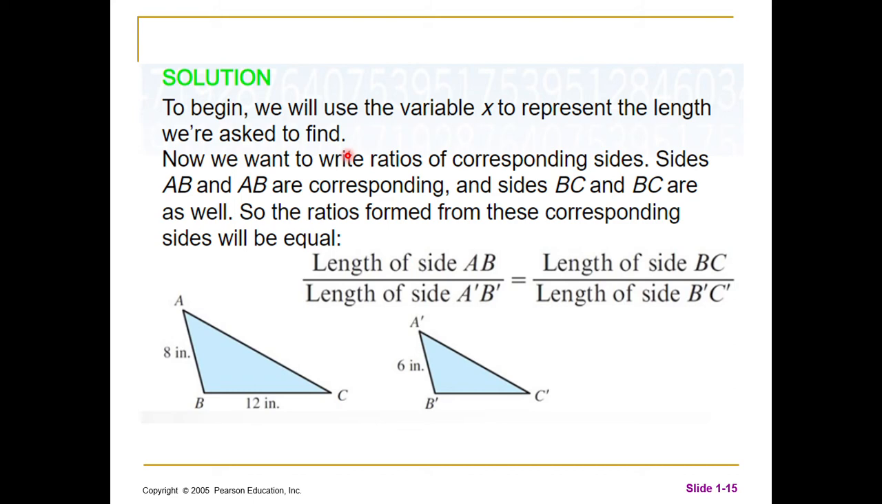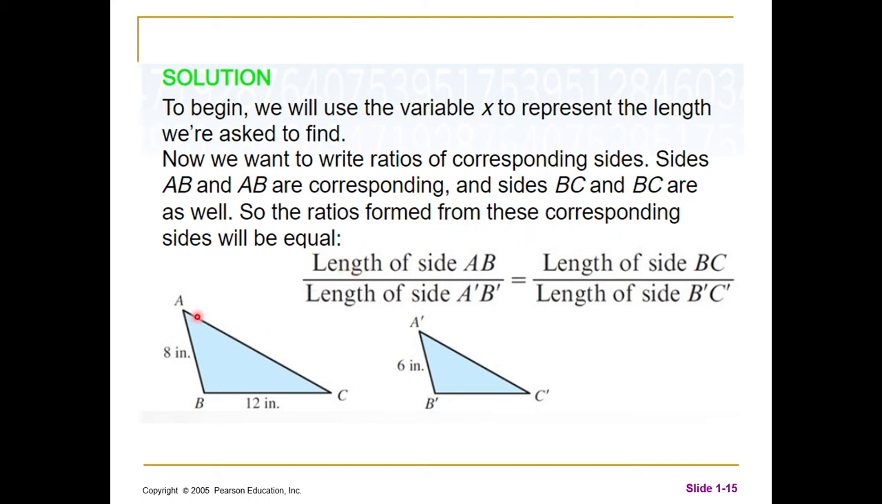Sides A and AB are corresponding. So sides BC are as well. So actually prime po yun. A prime, B prime, and then B prime and C prime. So the ratio from these corresponding sides will be equal.